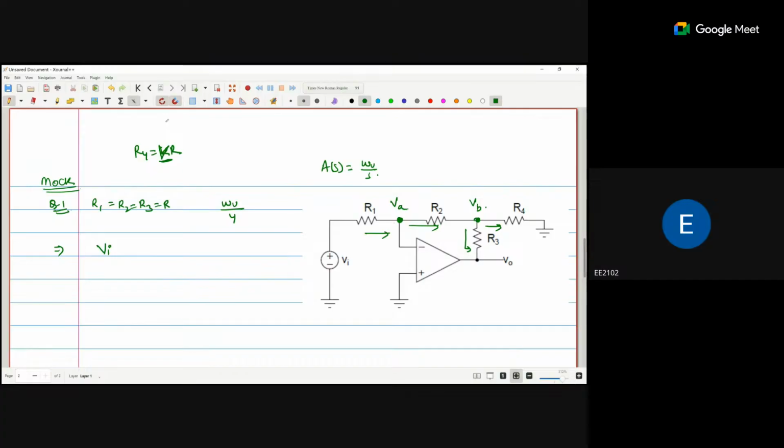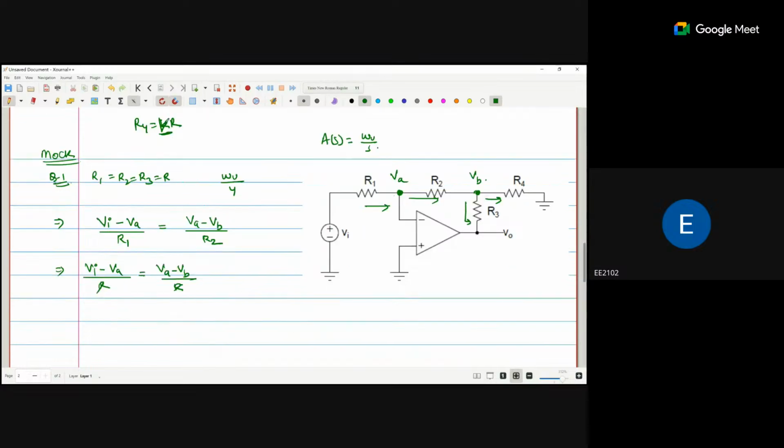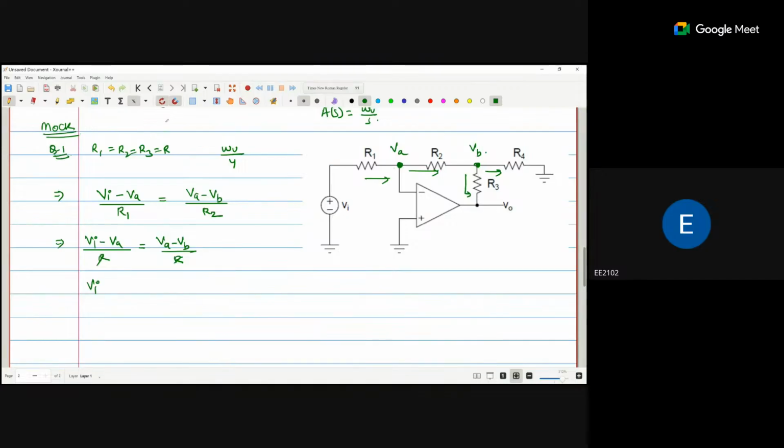So incoming current at VA is (VI minus VA) upon R1, and that will be equal to the outgoing current, so (VA minus VB) upon R2. R1 and R2 both are equal, so I just say (VI minus VA) by R is equal to (VA minus VB) by R. Both R will be cancelled out, so I just take VI minus 2VA is equal to minus VB, or VI plus VB is equal to 2VA.